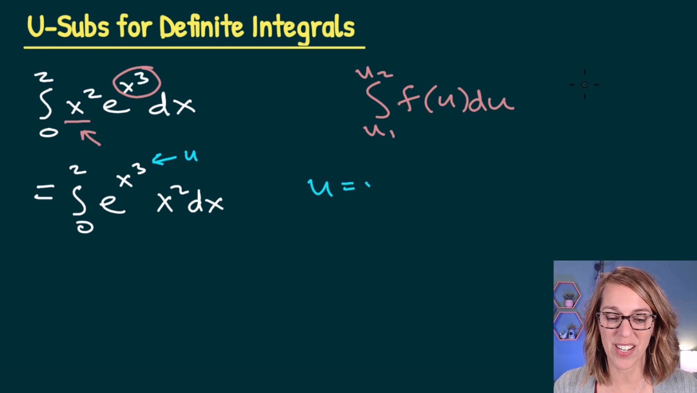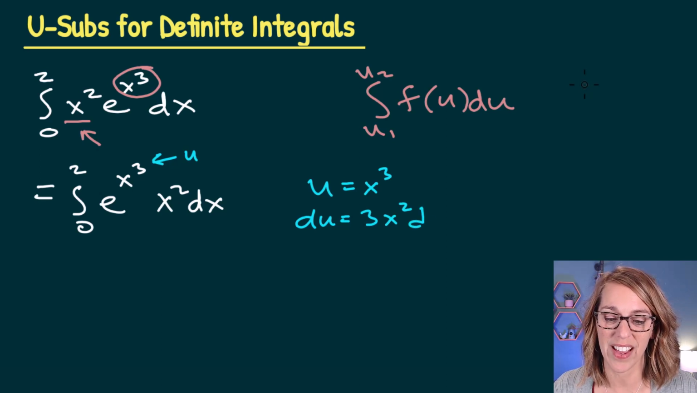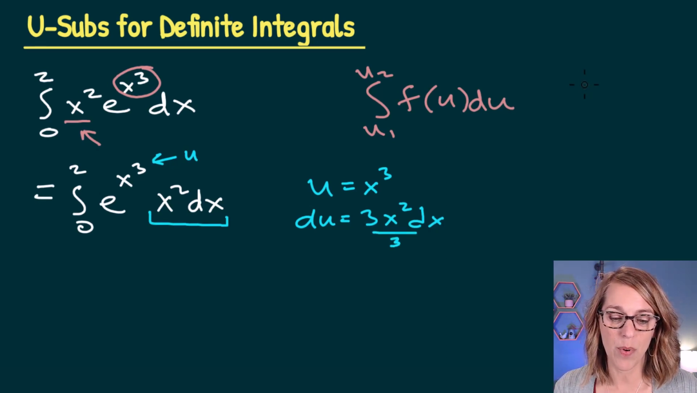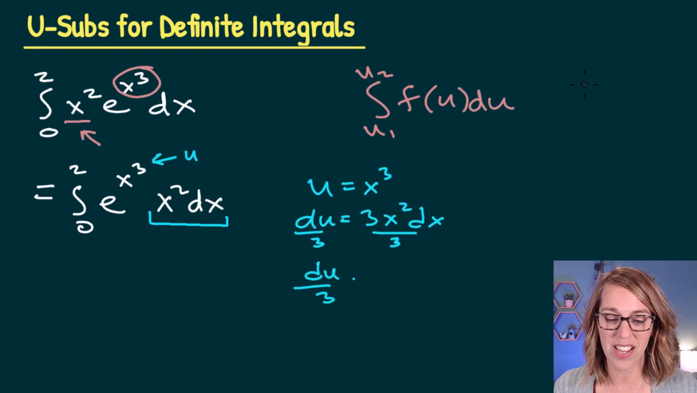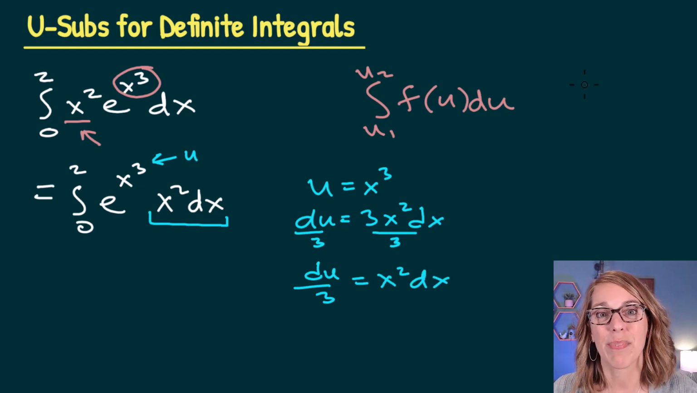So I've got u is equal to x cubed. I also need the derivative du, and the derivative is going to be 3x squared, but I'm going to go ahead and follow this with the dx. Now I've almost got what I need to replace here, but I need to replace just an x squared dx. So I'm going to divide both sides by 3, and I've got that du divided by 3 is equal to x squared dx. So I've got almost everything replaced here.